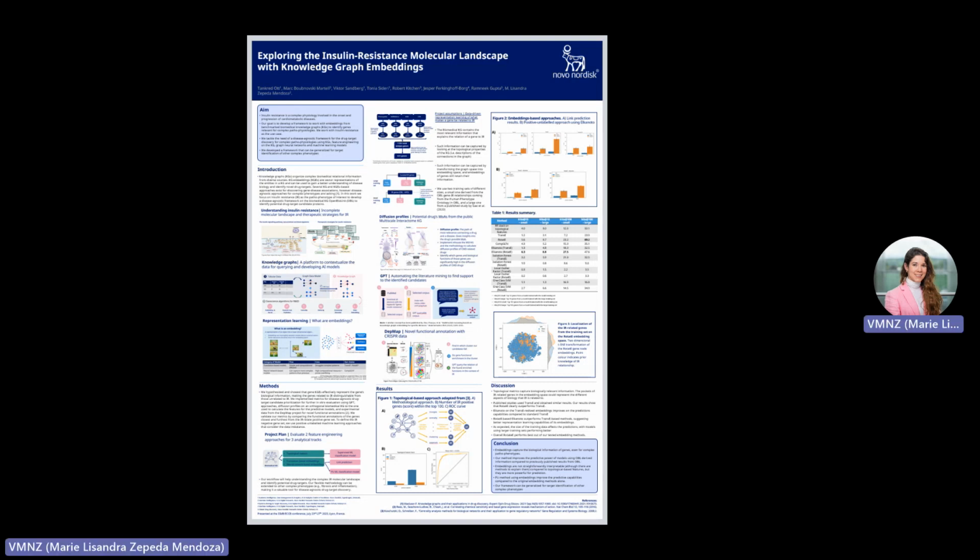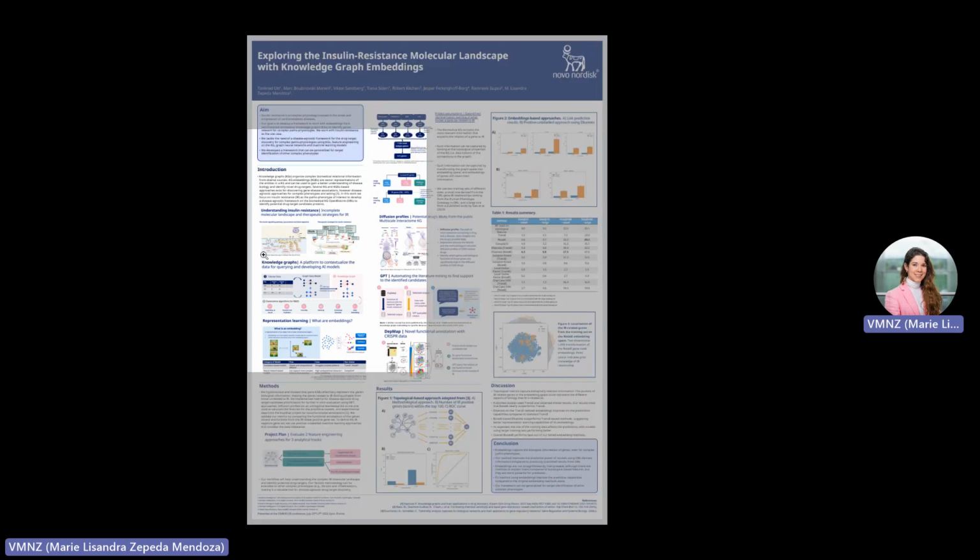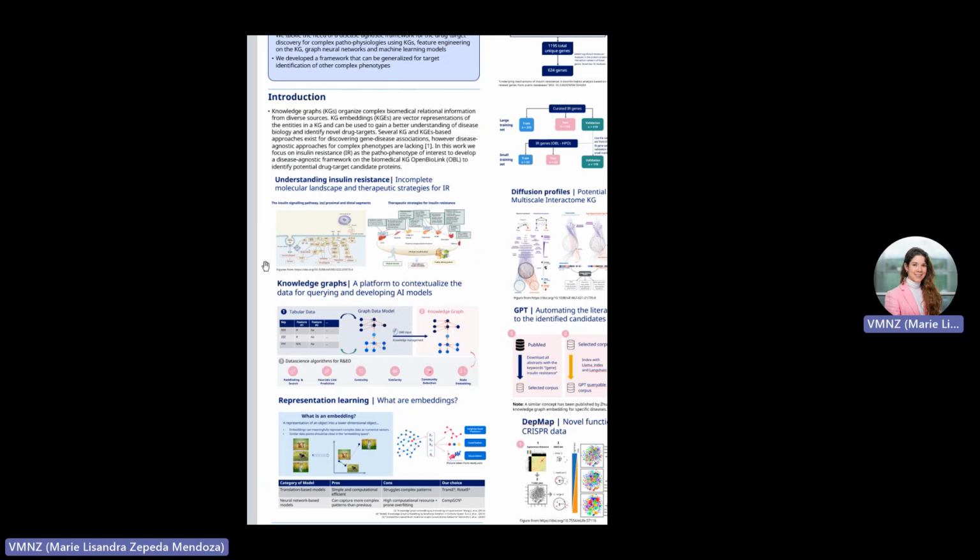Biomedical knowledge graphs aid drug target discovery by organizing entities and relationships from various biomedical data sources and incorporate diverse data types, such as protein interactions, metabolic pathways, gene expression, and disease associations as a set of nodes and edges. Knowledge graph embeddings are vector representations of the entities and relationships in a knowledge graph and can be created using various kinds of graph data science algorithms.